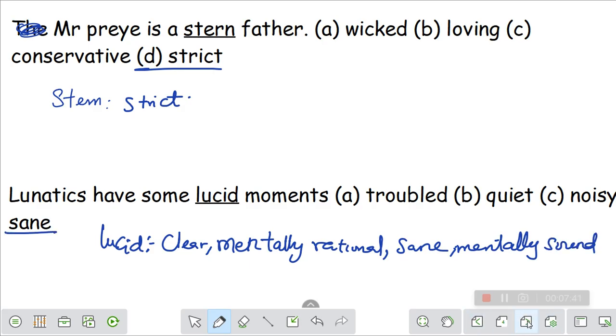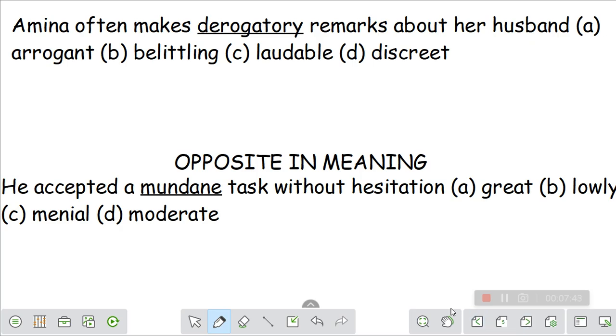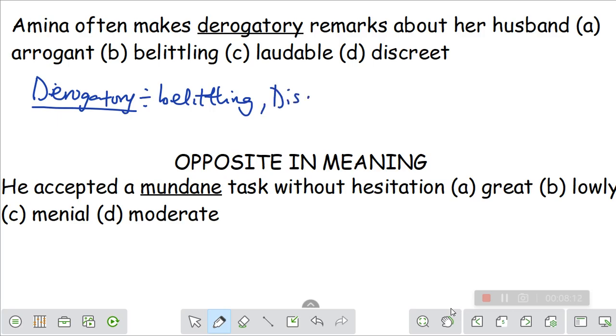That will be the last question for nearest in meaning. Amina often makes derogatory remarks about her husband. What do we mean by derogatory? If I give you a derogatory remark, it's like I belittle you with words. So it means belittling. I lower you, that even you may want to cry. So that is derogatory. It can also mean disparaging. These are questions UTME asks.